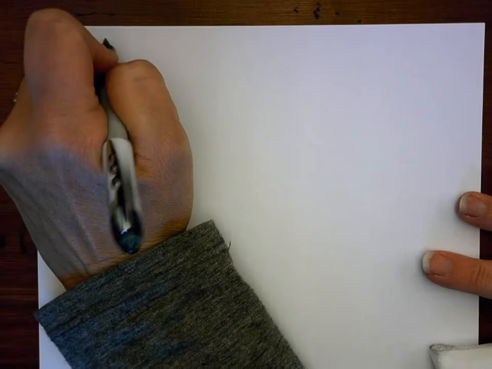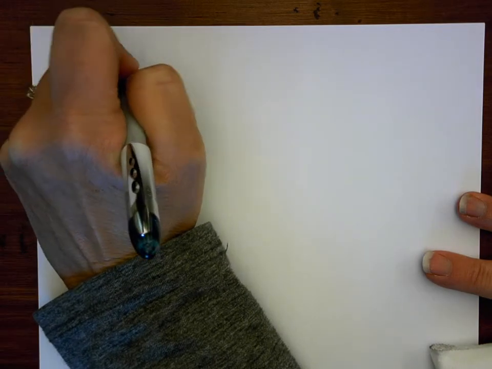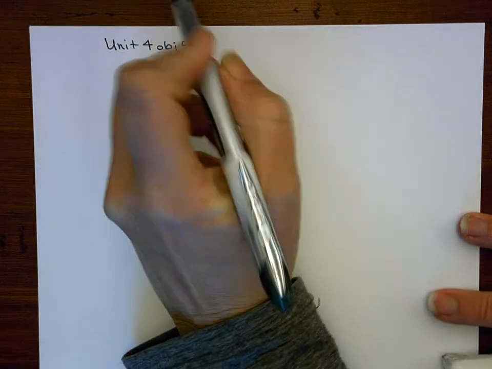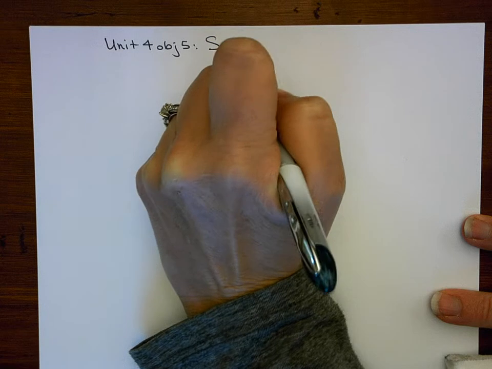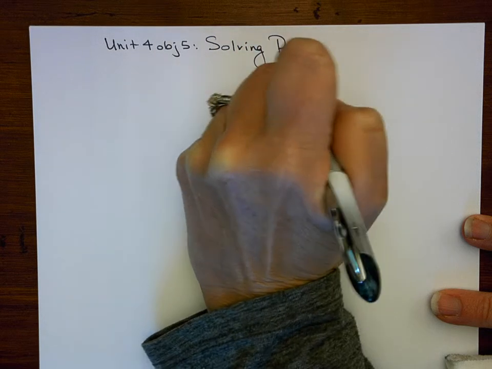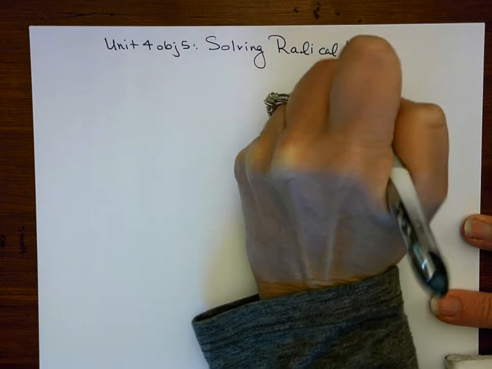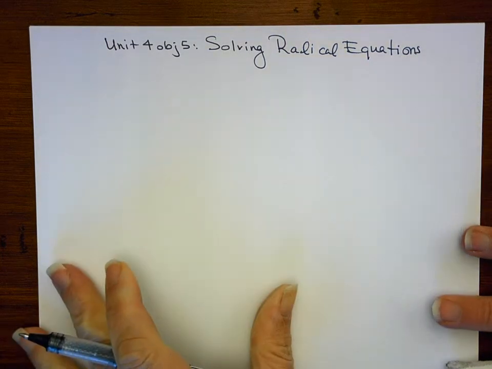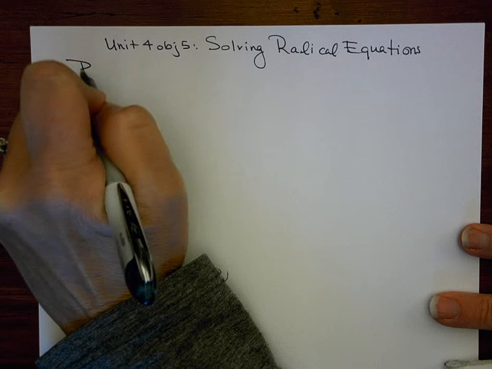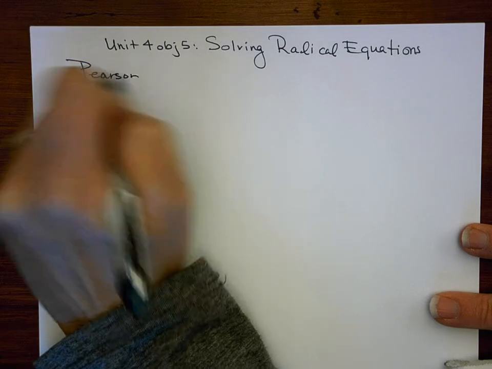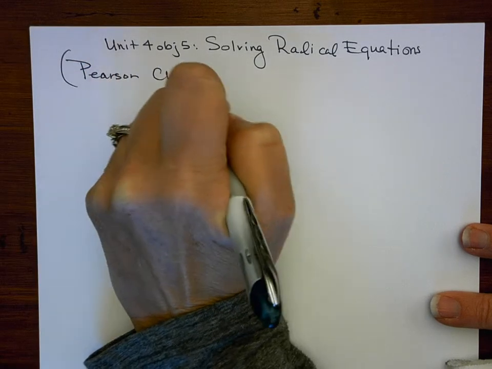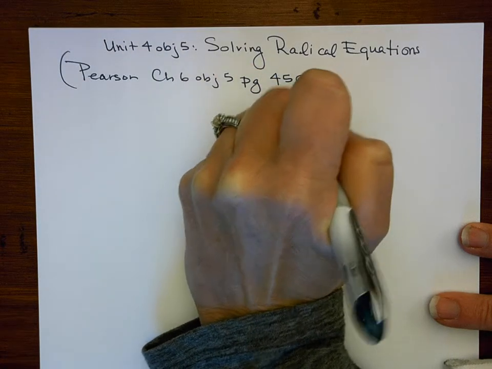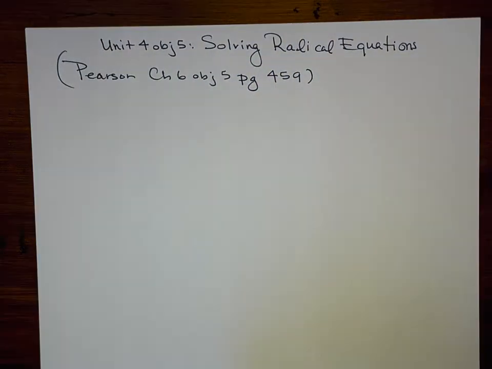Okay, so this is Unit 4, Objective 5, which is solving radical equations. So for the Pearson book, this is actually Chapter 6, Objective 5, which begins on page 459, and I'll be using examples out of that.